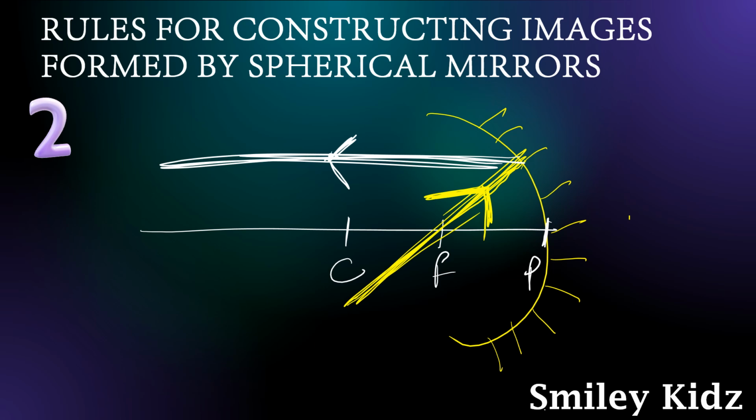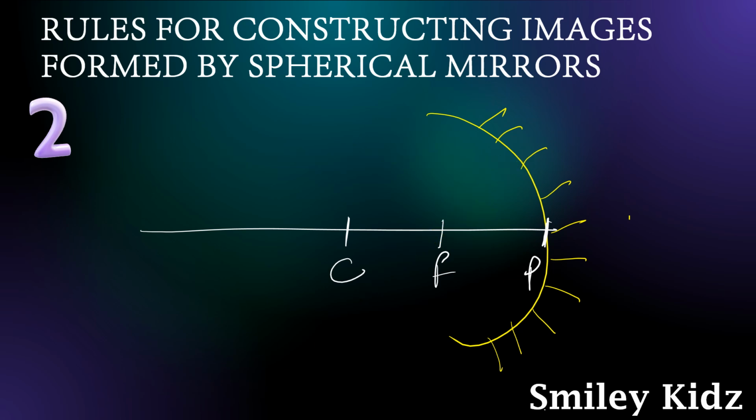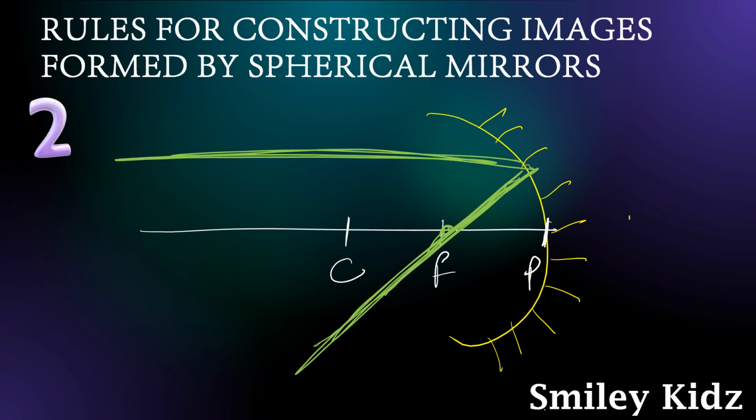This means that whenever we are sending an incident ray, let me explain it again. If I'm sending a ray which is passing through the focus, this means when it undergoes reflection, it will be parallel to the principal axis, isn't it? This is the principal axis and let's say this is the reflected ray A, and A will always be parallel to X. It is the exact opposite of rule number 1.